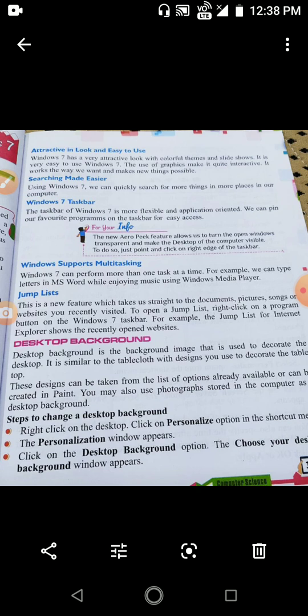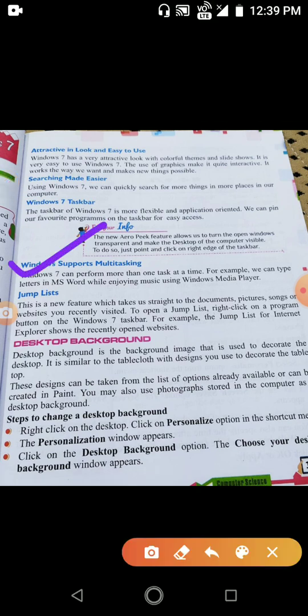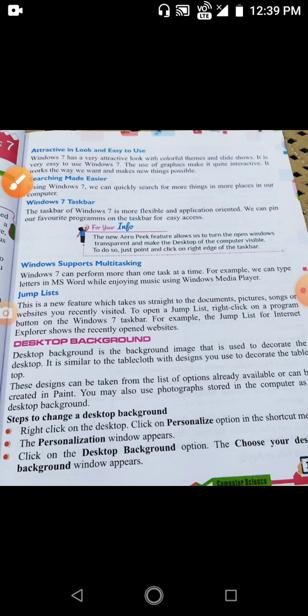Another one is that Windows supports multitasking, like we can work in multiple windows at a time. This is another good feature which makes Windows 7 more attractive. Windows 7 can perform more than one task at a time. For example, we can type a letter in MS Excel while enjoying music using Windows Media Player.